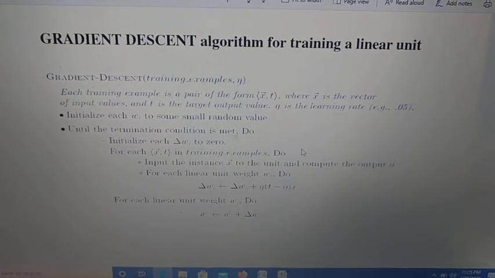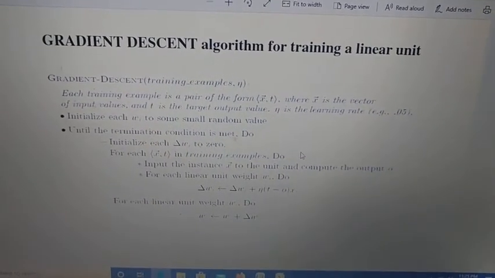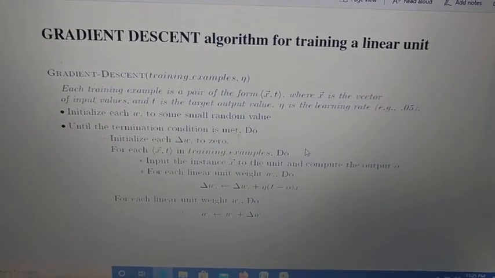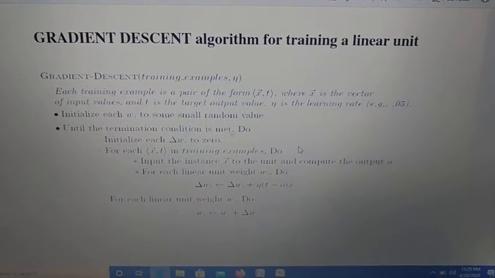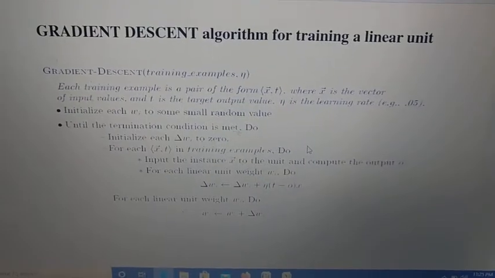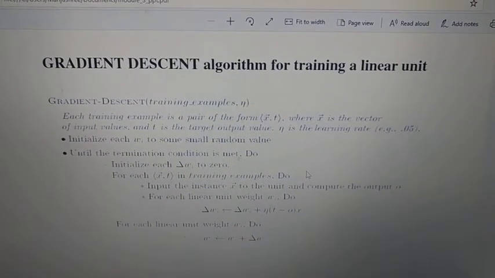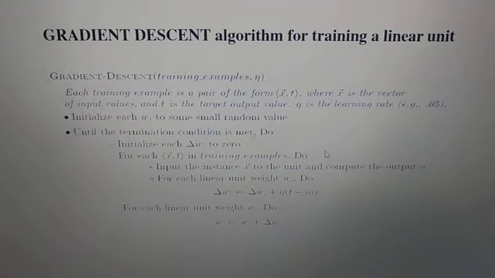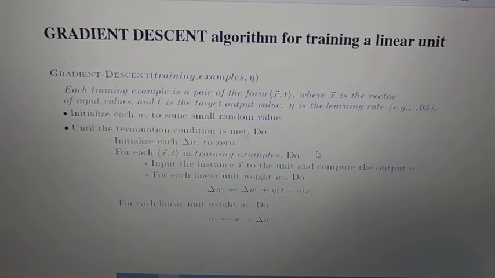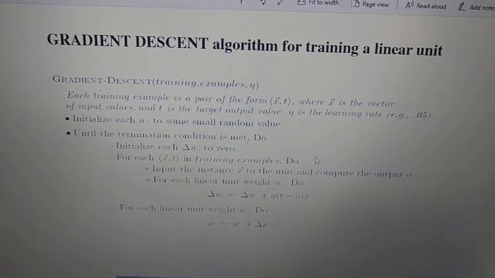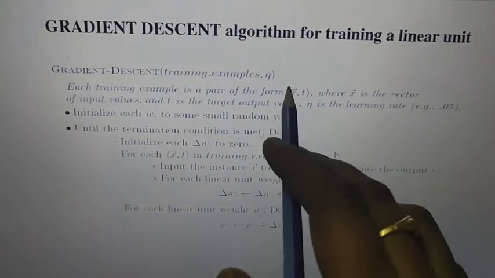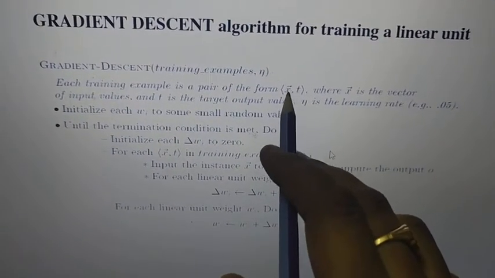We can get the predicted value equal to the actual value only when we get a perfect weight or a good weight. So this is the algorithm that is followed in order to get a good weight, the gradient descent algorithm. Here we can see the input, that is an x vector.